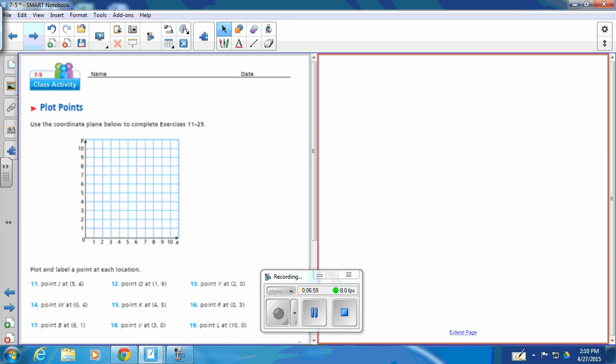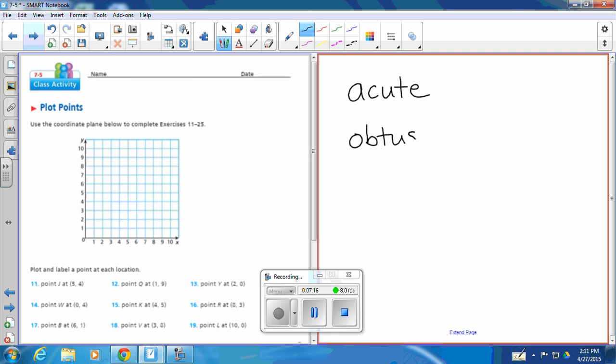You're going to see a blank coordinate plane, and then below it, you're going to see lots of different points that you can plot. But there's some information you need to know first. There are 3 different types of angles that we're going to be talking about right now. There's acute, obtuse, and right.